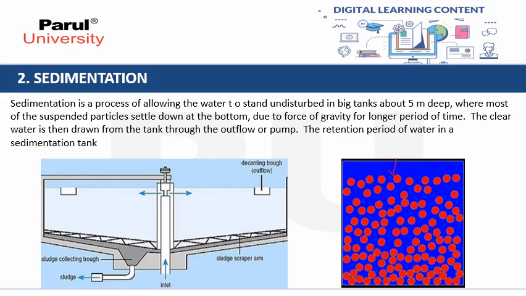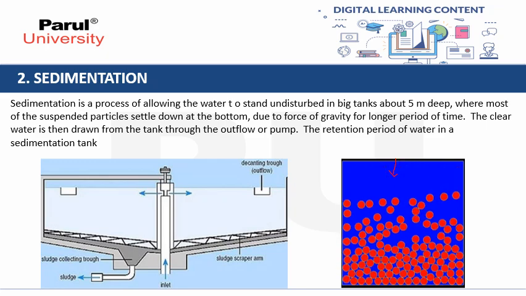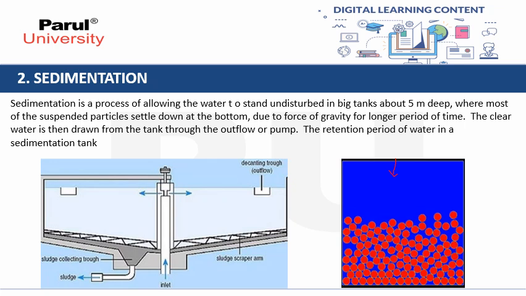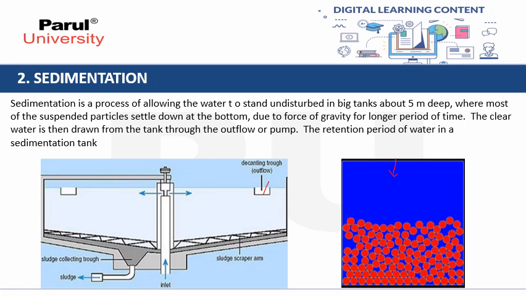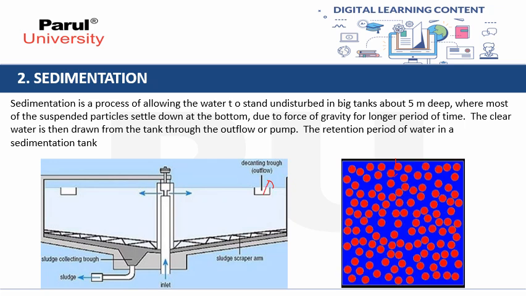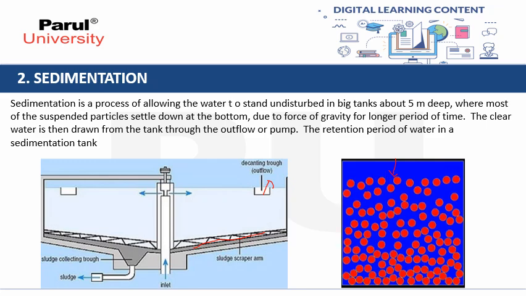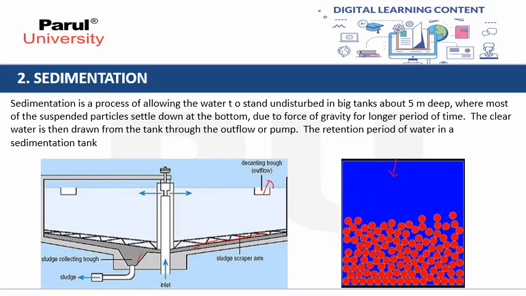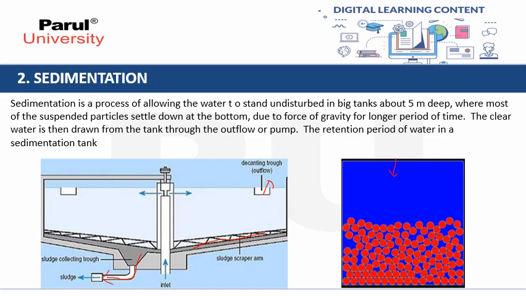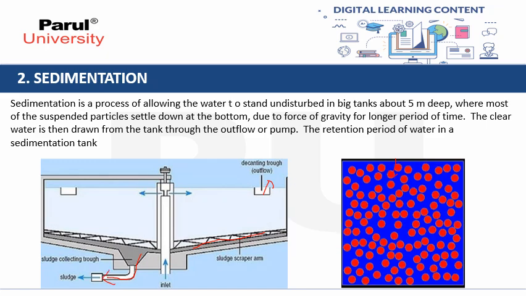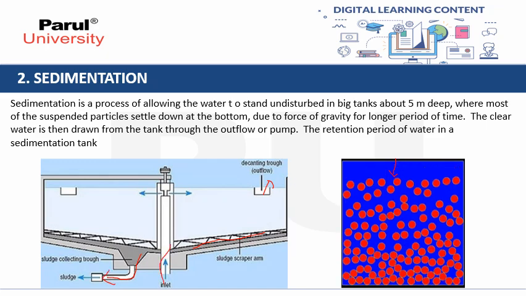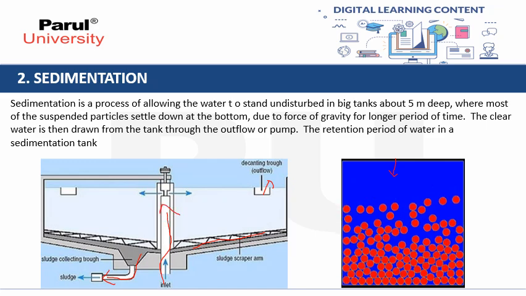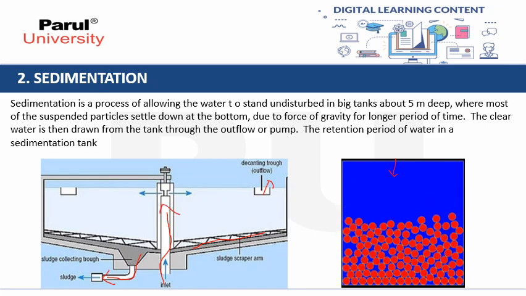This is a sedimentation tank where the water is decanted from this outflow and these are the sludge scraper arms where the sludge collection is then rejected through this end. From here, the water is fed into the chamber of the sedimentation tank.